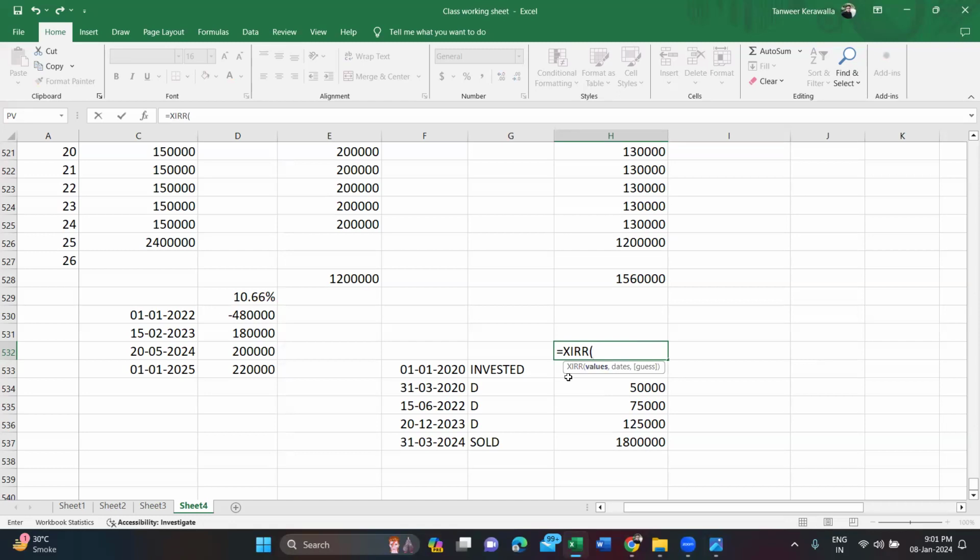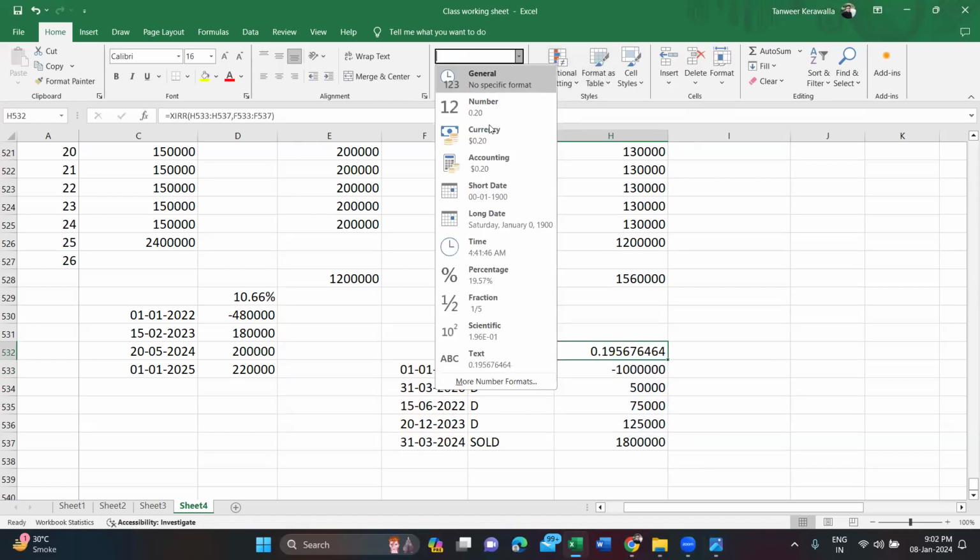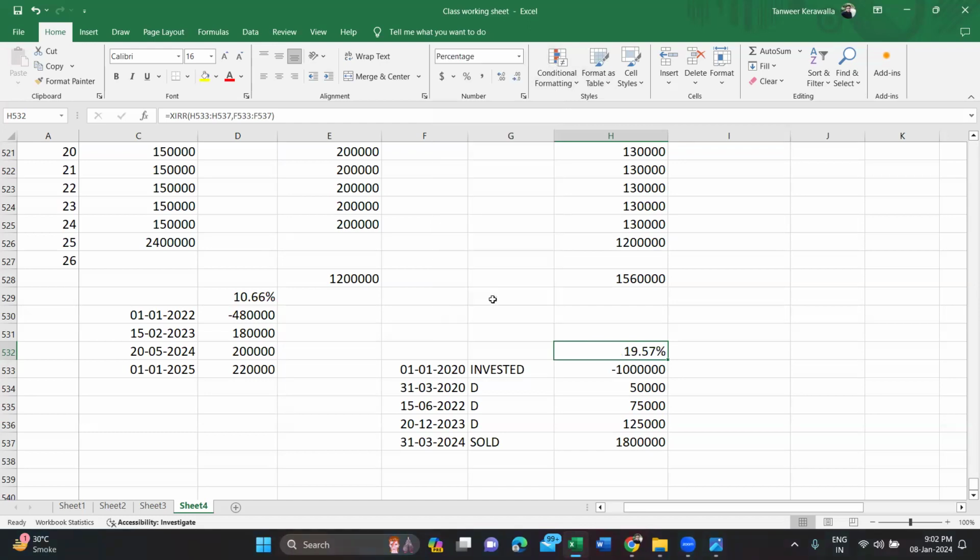For XIRR, first you take the range of values, then a comma, or semicolon in case of OpenOffice, and then the range of dates. Then close the bracket and you get the answer in percentage format. I'll convert it: 19.57 percent. That's your percentage of return over the course of 4 years, in present value terms.